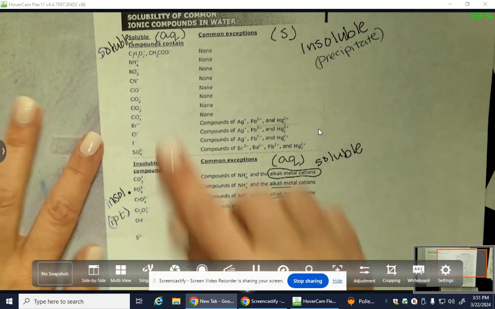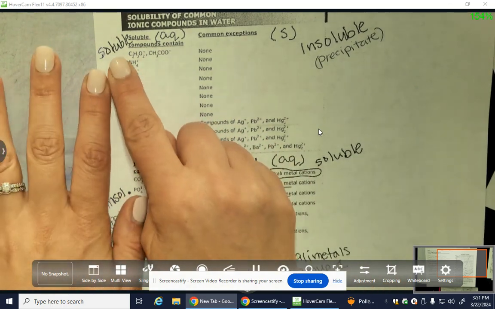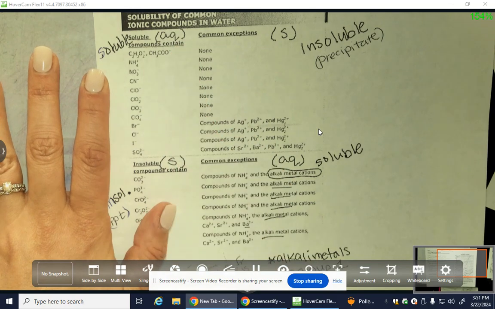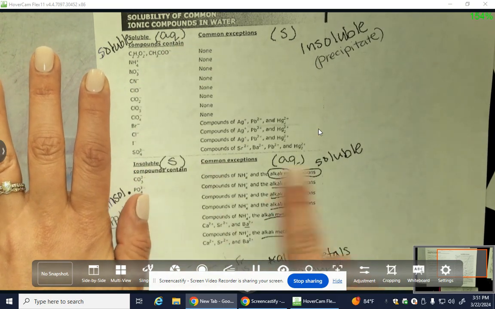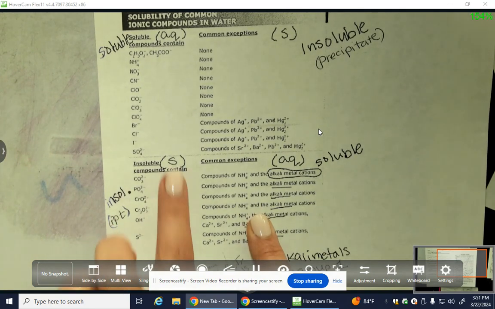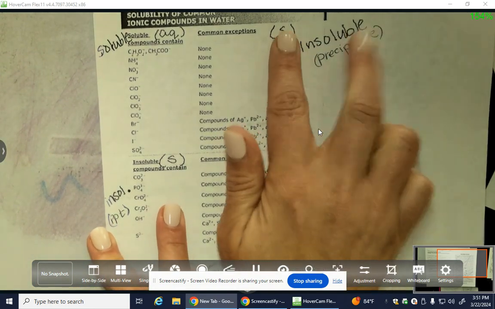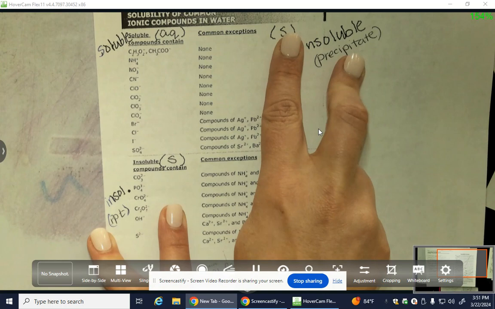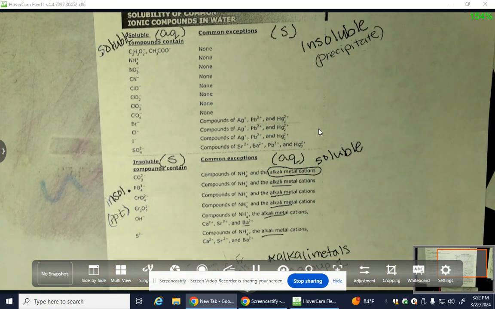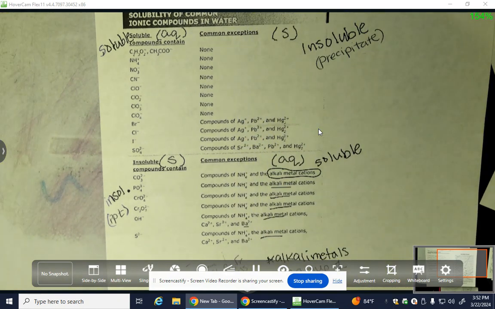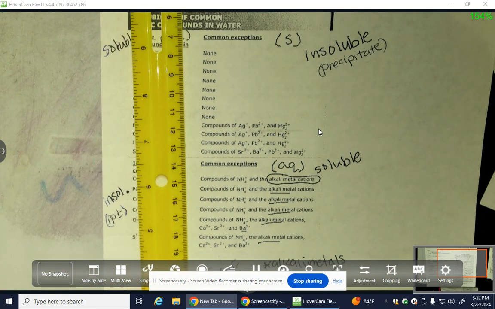I want to show you that the soluble is going to be associated with aqueous. So when you go to write your states of matter, aqueous, right? And you see that it's also in this corner. And then the solid, that's the important stuff. If you get a solid, then that means that is the precipitate. If you don't get that, then it's not. All right, easy enough.